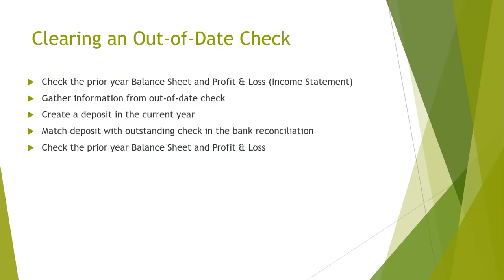So now we know how to clear out-of-date checks. Check the previous year balance sheet and profit and loss. Make note of the numbers by saving copies of the reports. Gather information from the uncleared check. Create a deposit using that information. Match the deposit and outstanding check in the bank reconciliation. And run the previous year balance sheet and profit and loss again to make sure nothing was affected in that previous year.